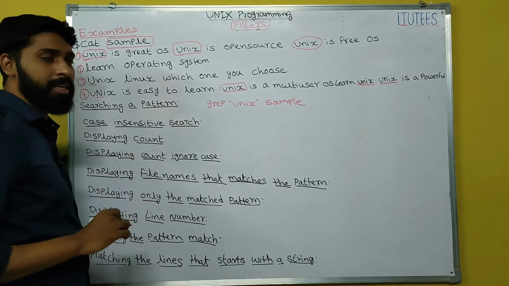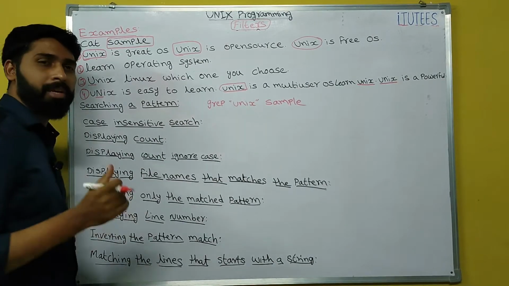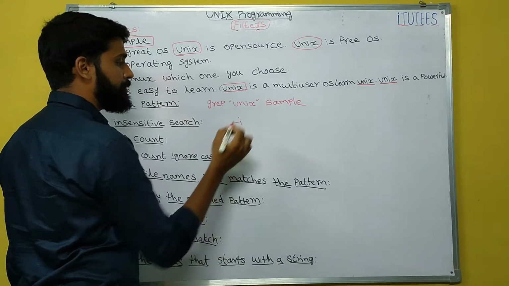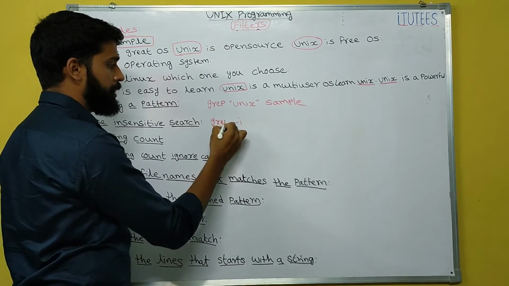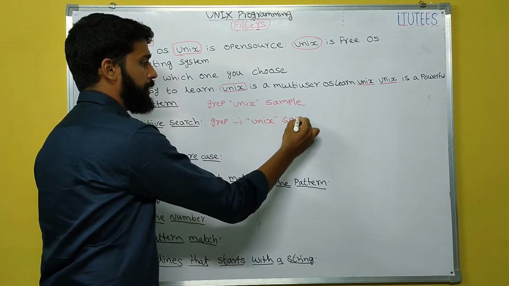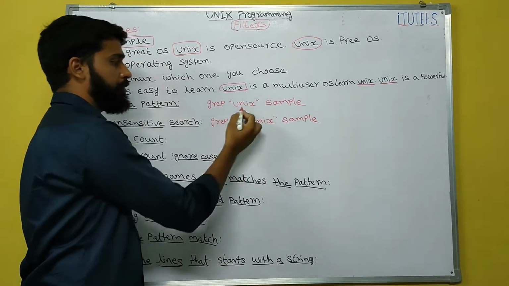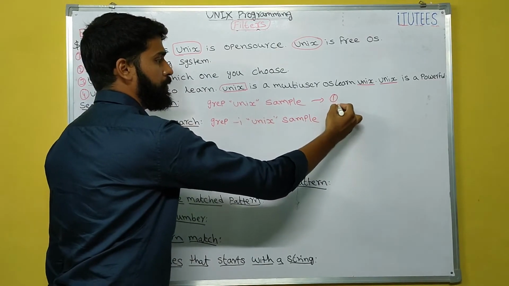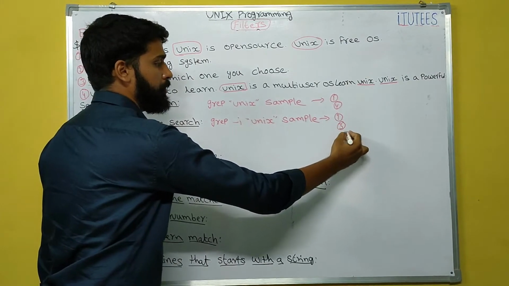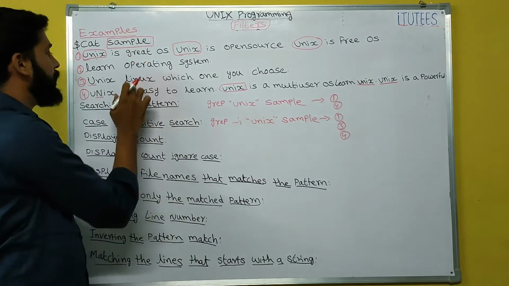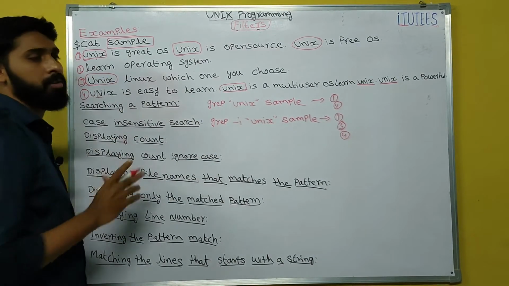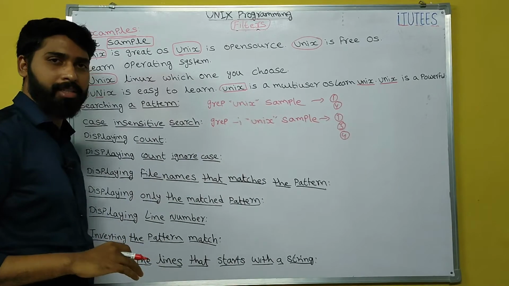Next one, case insensitive search. So how can we ignore the case sensitivity? By using -i. grep -i, pattern is Unix, file name is sample. For the earlier command the outputs are 1, 4 lines. For this the output is 1, 3, 4 lines. So these 3 lines will be output. Why? Because it is case insensitive, so capital U or small u, whatever it is, that is accepted.